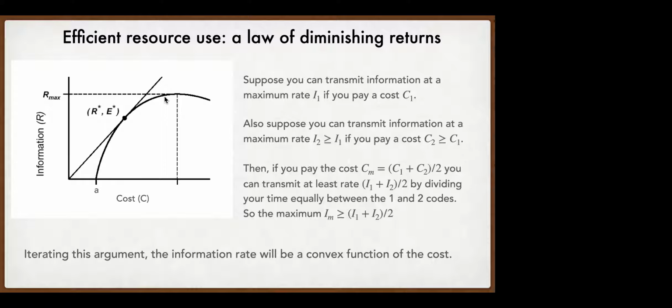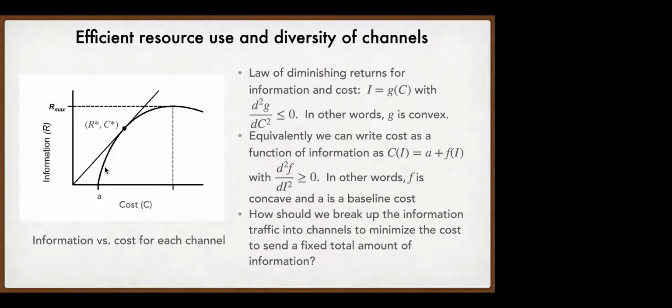And we're going to argue from this that you should distribute your information widely over many channels. So this is the way we do it. The fact that information and cost are related in a convex way means that there is a law of diminishing returns. What does that mean? It means that if I double the cost I can pay, I do not get back double the information. Clearly this curve is sort of convex down. So you double what you pay, you don't get back double the bits.